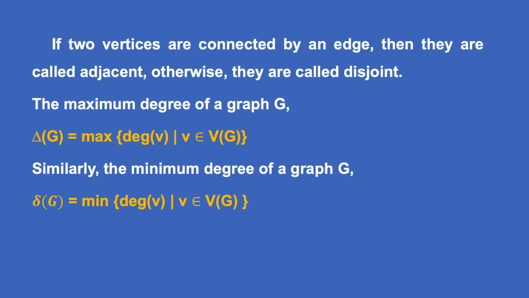The maximum degree of a graph G, Δ(G), is equal to the maximum of all degrees of v such that v belongs to V(G). Similarly, the minimum degree of a graph G, δ(G), is equal to the minimum of degree of v such that v belongs to V(G).